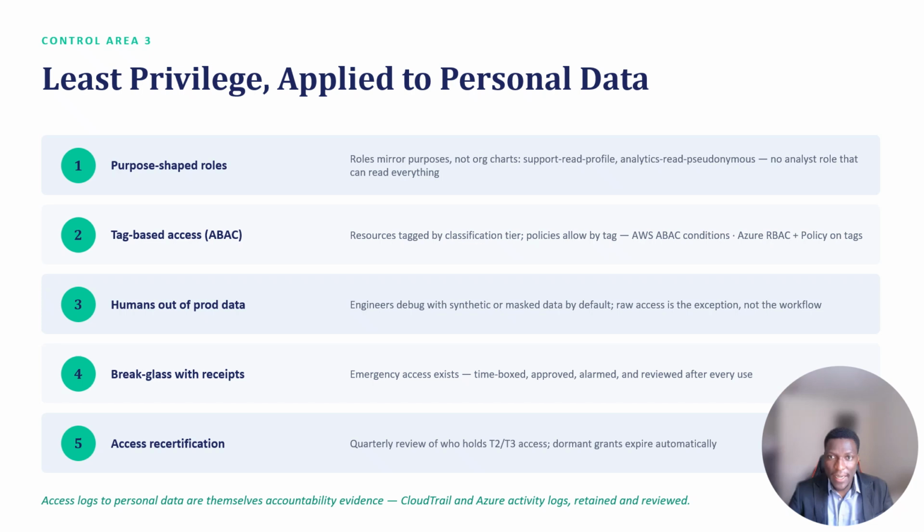Then you have tag-based access control. Here we tag resources by classification tier. If you remember, in module 2 and also in module 3 we talked about classification tier. Then we write policies that grant by tag. For example, ABAC conditions in AWS, RBAC plus policy on Azure. So classification does daily work instead of decorating a spreadsheet. So basically here we give access to the data based on the tag.